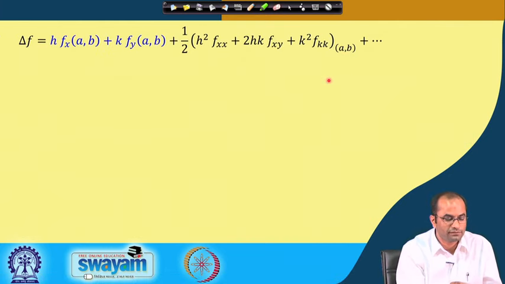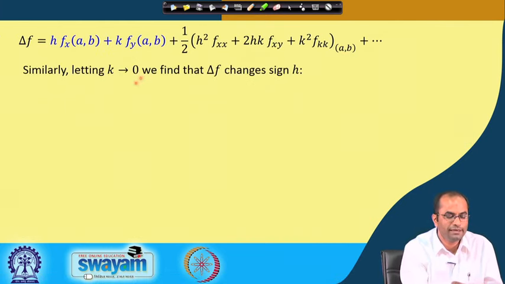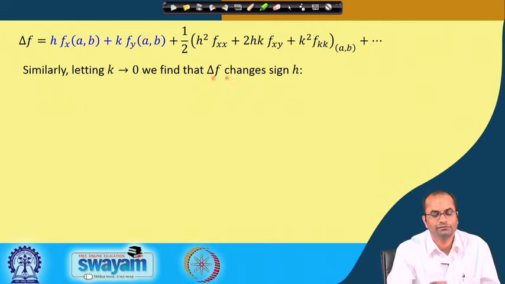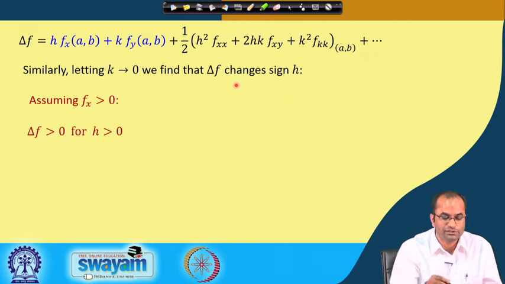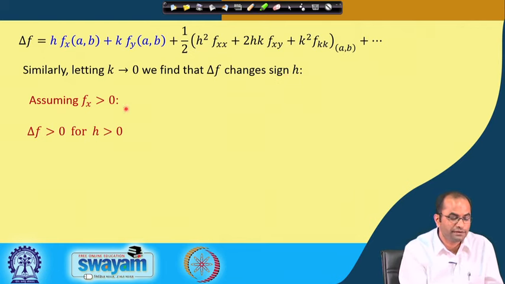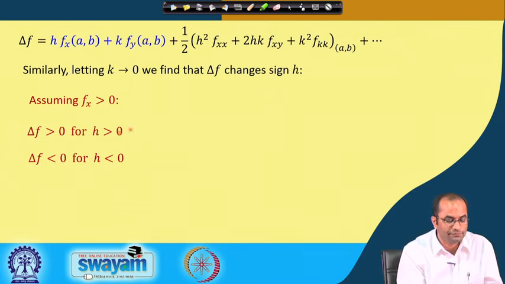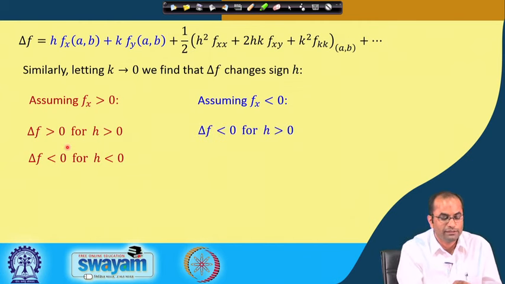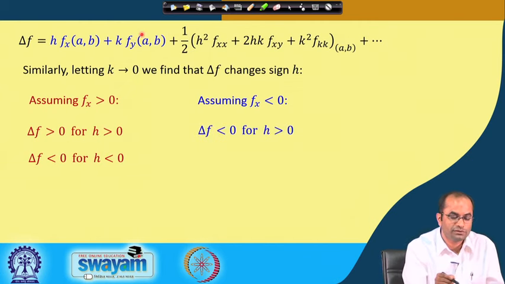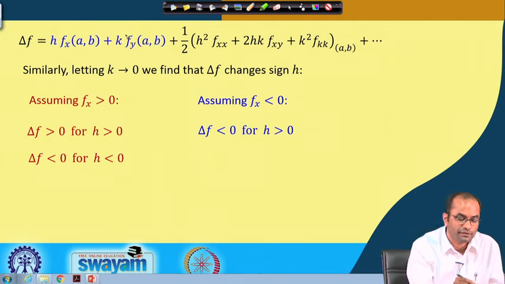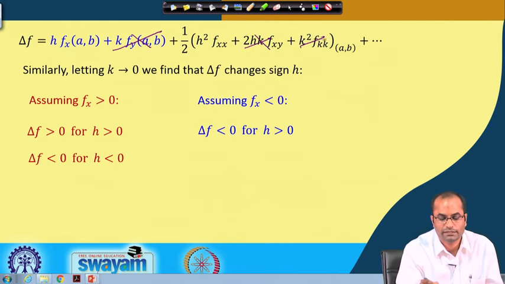Moving next, similarly we had this expression already. Now we will let k tend to 0, and then we will find that delta f changes sign with h. For example, if we take f x positive, then delta f is positive when h is positive, and when h is negative, delta f is negative, as we let h, k tend to 0. The terms where k is there will go to 0, so we have h f x and so on.